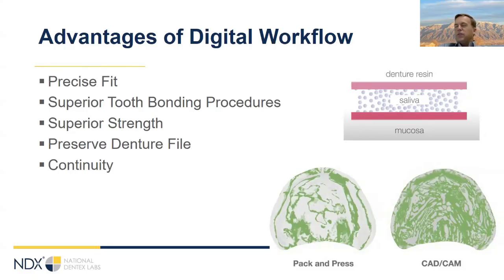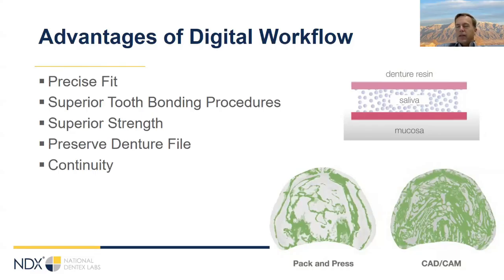You can preserve the denture file. Most of the time, there will be two files for your denture, the base and the teeth, and you can ask for that from your laboratory and then save it in the patient's chart. So if it gets lost, or even if it gets broken and you don't want to fix it, you can send it to the laboratory and ask for a reprint and reassembly.